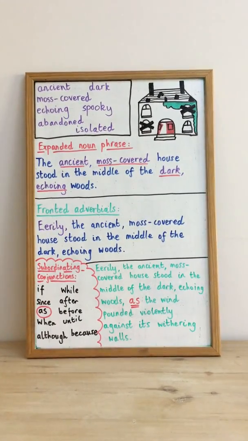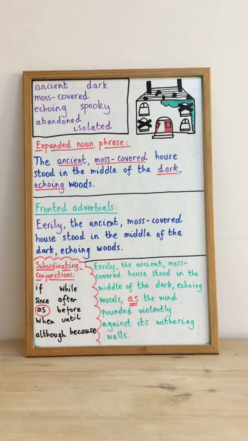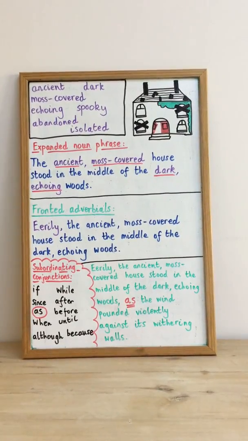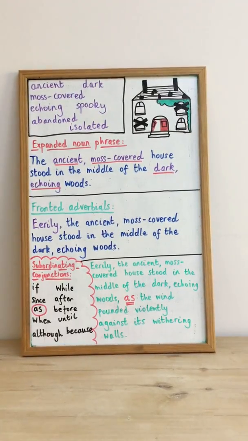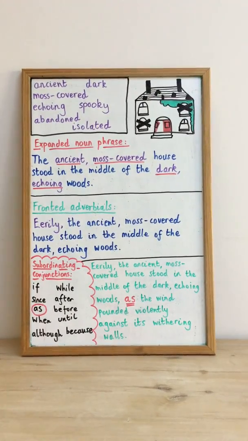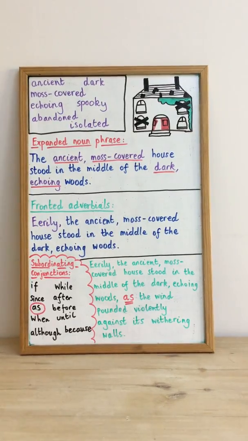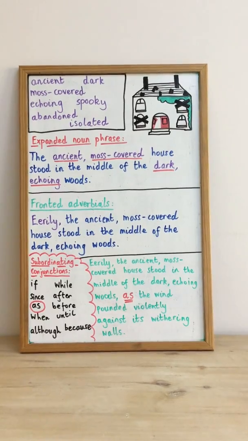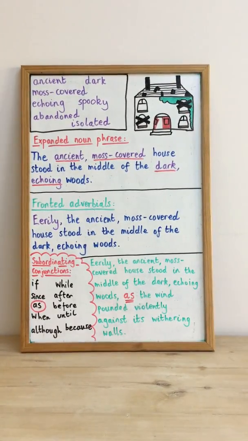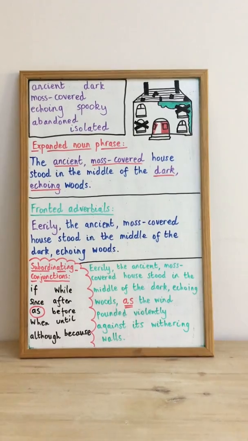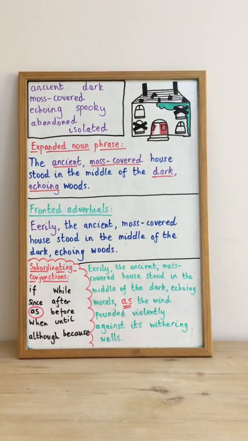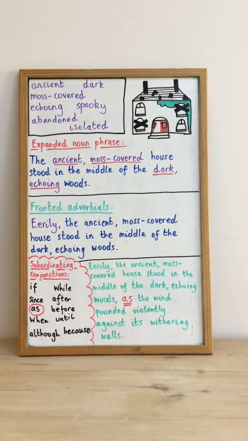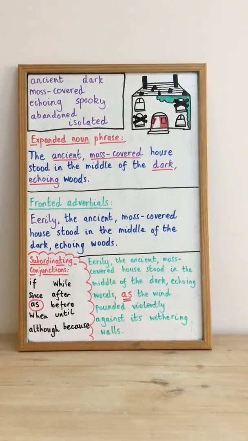Ideally, I would say using two adjectives to describe the noun sounds best. But if you use more than one, then you must use a comma between them. Now, I've selected ancient and moss-covered as the two adjectives that I'm going to use in my expanded noun phrase. So what I've come up with is: the ancient, moss-covered house stood in the middle of the dark, echoing woods.